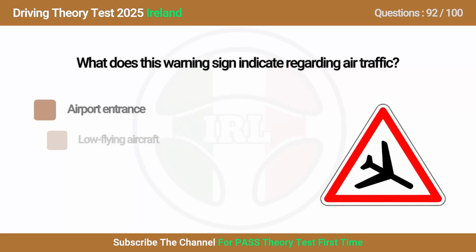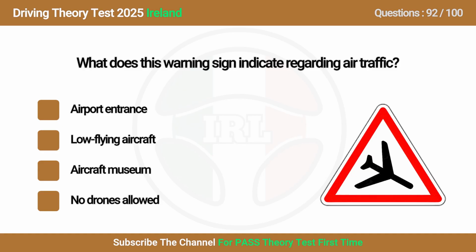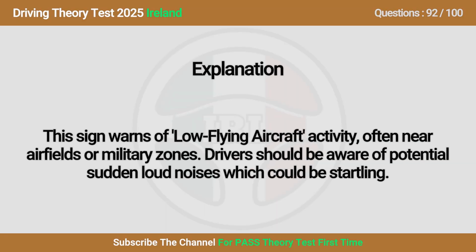Question 92. What does this warning sign indicate regarding air traffic? A. Airport entrance. B. Low-flying aircraft. C. Aircraft museum. D. No drones allowed. Answer is B. Low-flying aircraft. This sign warns of low-flying aircraft activity, often near airfields or military zones. Drivers should be aware of potential sudden loud noises which could be startling.